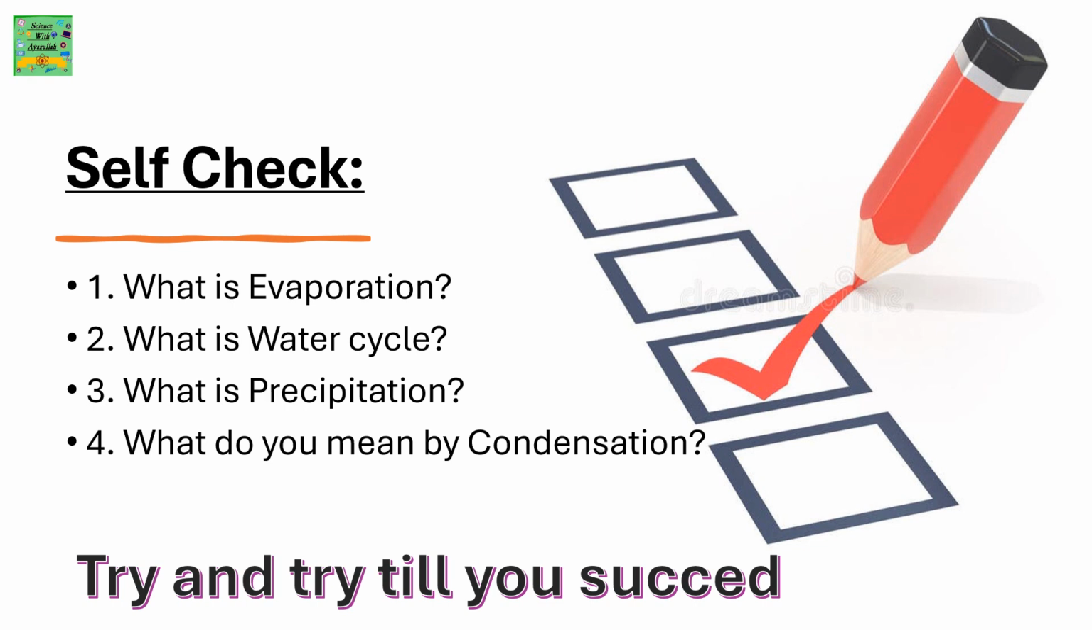Now, here are a few questions related to the topic. If you're able to answer these questions correctly, then that's good. And if you aren't, then please check the video once again to find the definitions of each one of these keywords. This is very important, so try to answer them correctly. The first question is what is evaporation? The second is what is water cycle? What is precipitation? And what do you mean by condensation?